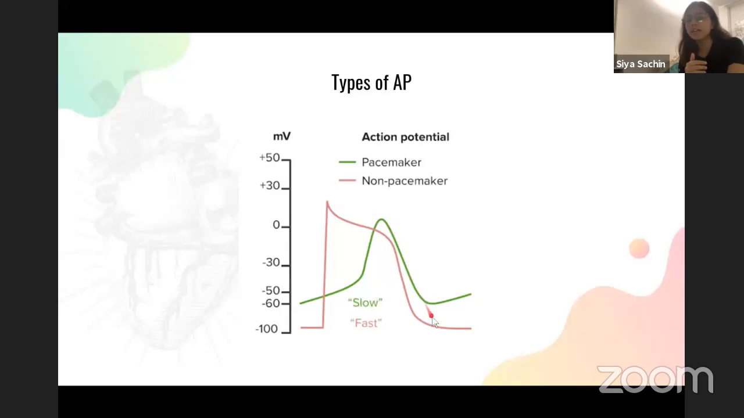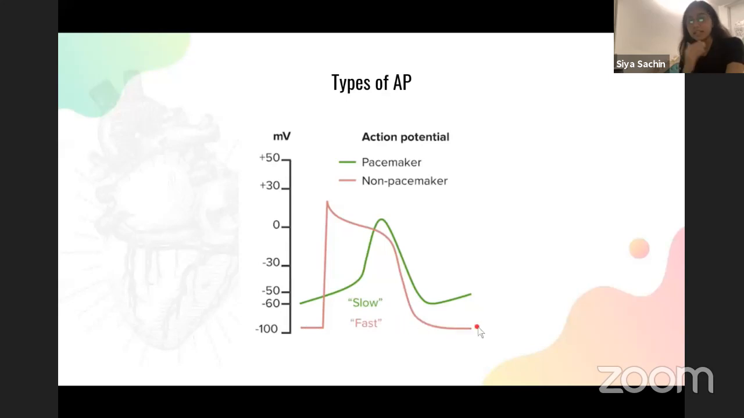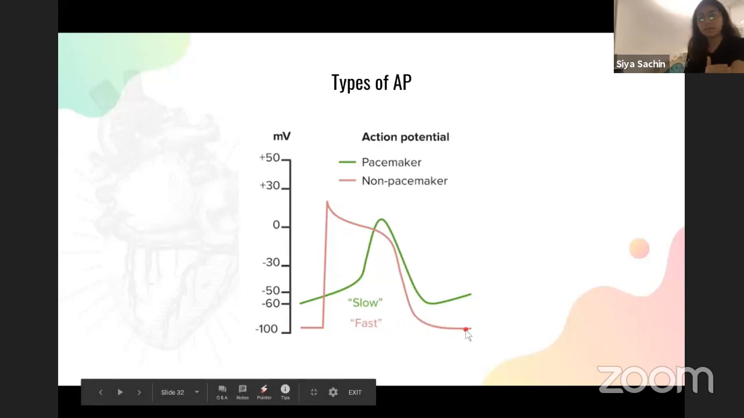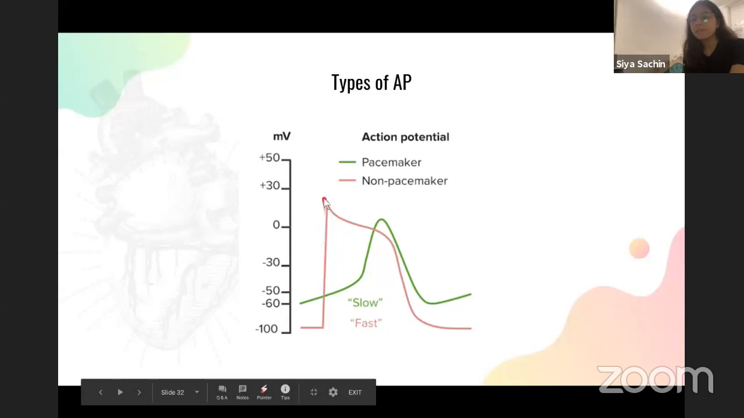So this green graph is what you'd see if a pacemaker cell is responsible. A characteristic thing that you can see, it doesn't have these flat lines. And what that means is that it doesn't actually reach a resting membrane potential. It depolarizes and hyperpolarizes really quickly. That does not take place properly. But this non-pacemaker graph, it actually reaches like this flat line, which is the phase 4. I'll explain that as well. So it reaches that resting membrane potential.